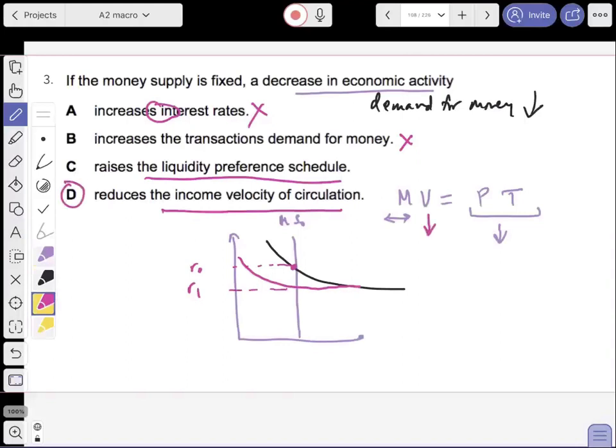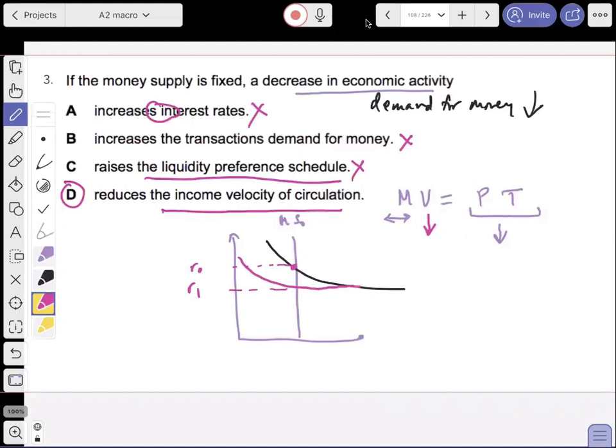Exactly, Aman, that makes sense. D is the right answer because if economic activity goes down, PT goes down. So when PT goes down and M is constant, V will go down. Does that make sense, everyone? C, by the way, doesn't really make sense as an answer. C is just too confusing, but raises the liquidity preference schedule basically means raises the demand for money.